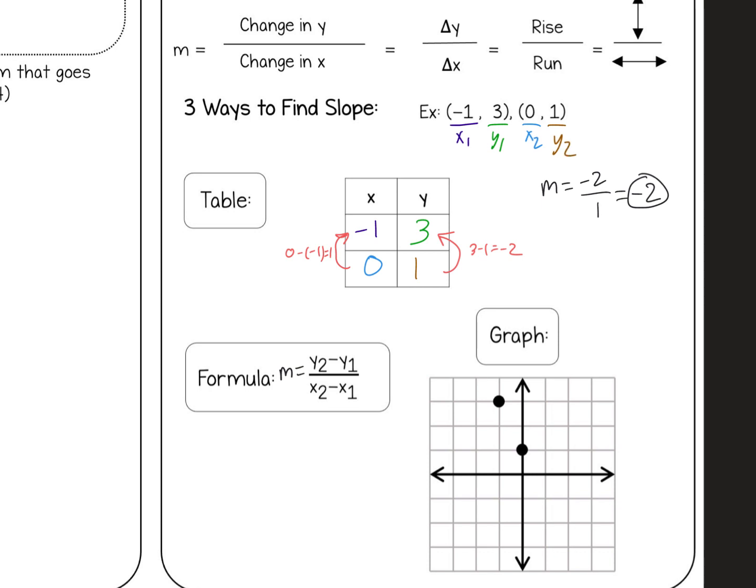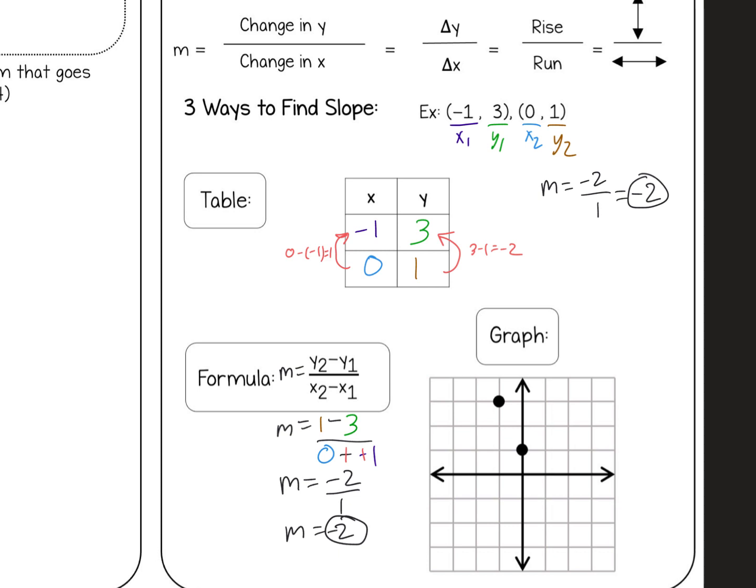m is equal to y2, which is 1, minus y1, which is 3, over x2, which is 0, minus x1, which is -1. Remember, minus a negative makes it a positive, so what we really have is -2 over +1, or m is equal to -2, just like we found using the table.